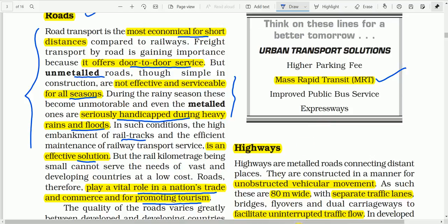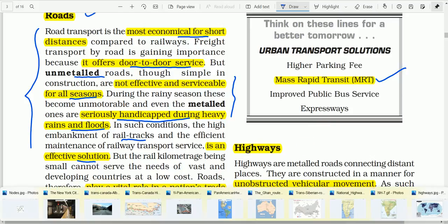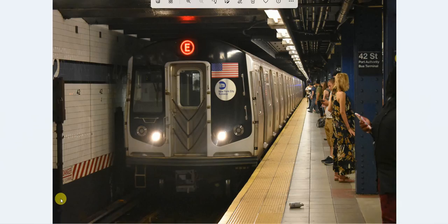I will show you one photograph here. This is an example of mass rapid transit. This is the New York City subway, the world's largest single operator rapid transit system by number of metro stations. So this is an example of mass rapid transit.